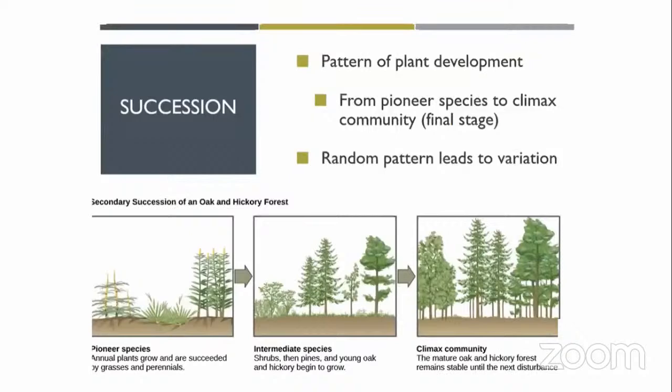And then succession. Succession is nothing but stages of plant development. So you can see there are different stages here. Pioneer species to climax, which is the final stage. Okay, so there can be two types of succession. One is primary succession. The other will be secondary.